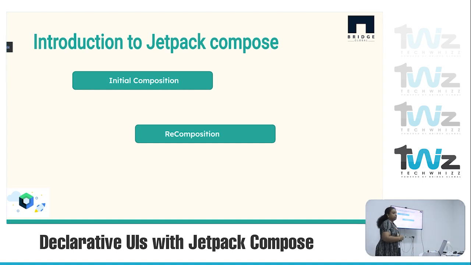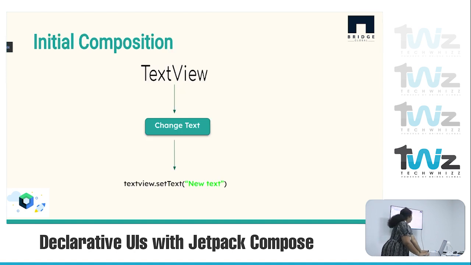Then recomposition. Recomposition is nothing but whenever the input data is changed, we need to redraw the UI for the second time also. So the composable function will be called for the second time, or whenever the UI is updated, we have to call that composable function multiple times. That is called recomposition. Actually, the clear definition is that recomposition is when your composable function recomposes or displays the UI when the state of the app changes. Once the app state is changed, it will call the recompose. Okay, then next. This is the initial composition.